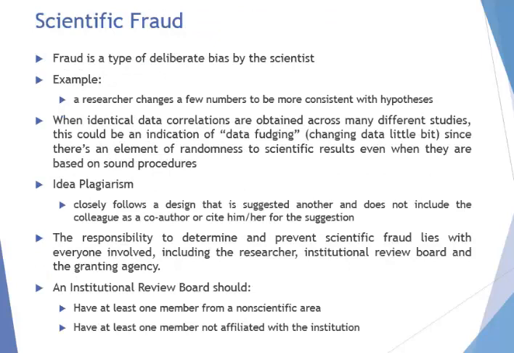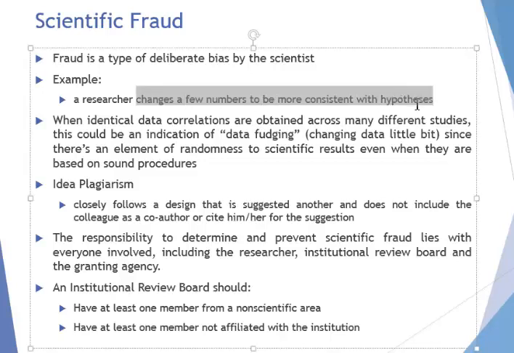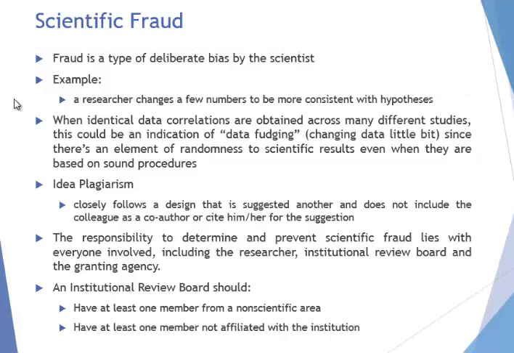One last issue regarding ethics is, of course, the dangerous issue of scientific fraud. Fraud is a type of deliberate bias. I specifically put information into a report or into an experiment that I know to be not true. For example, a researcher could change a few numbers to be more consistent with hypotheses. I want this result to be a good result because I want to be able to publish it in a scientific journal in order to get tenure at my college, and my experiment isn't working so well. So I doctor up the numbers a little bit here and there to make it a little bit better. Well, that obviously is a form of fraud.